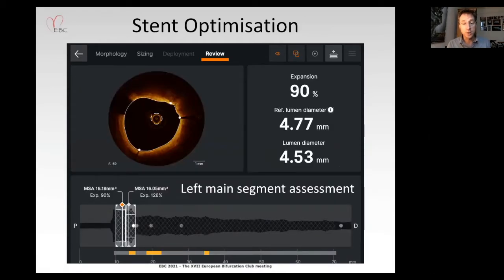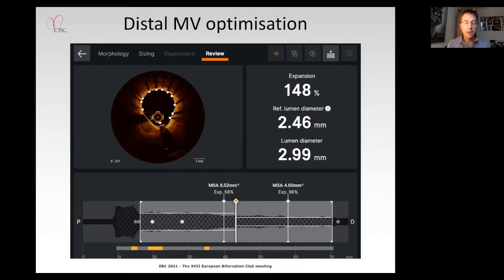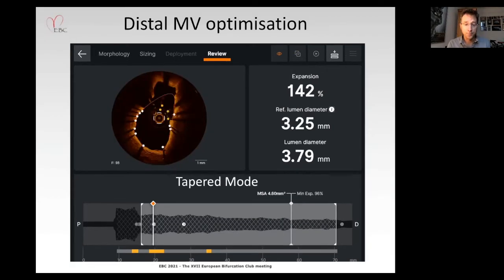We can turn then to look at individual segments, again through human interaction at this point, but this may become automated in the future. We have an MSA of 16 proximal, and then using the Illumian criteria, half and half, proximal half 6.5 MSA, distal half 4.6. So we're happy. We could use tapered mode, and here we see actually again an MSA of 4.6 in that distal third of the LAD, but no evidence of underexpansion below 80%, all automated.